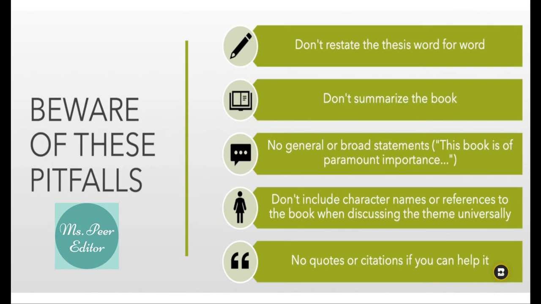You don't want to say general, broad statements like this book is of paramount importance because of blah, blah, blah. That's just kind of generic, right? You want to say something specifically philosophical about what this story is specifically arguing as you see it, okay? Or short story, excuse me, for this one. And you don't want to include character names or references to the book when discussing the universal at the so what. Right? Those last couple of sentences, don't bring up Jack. Right? You want to keep it at the audience.